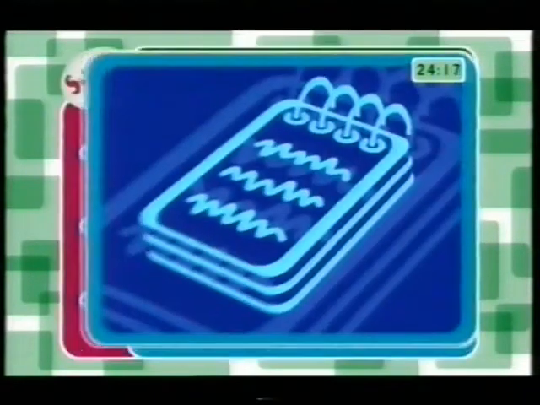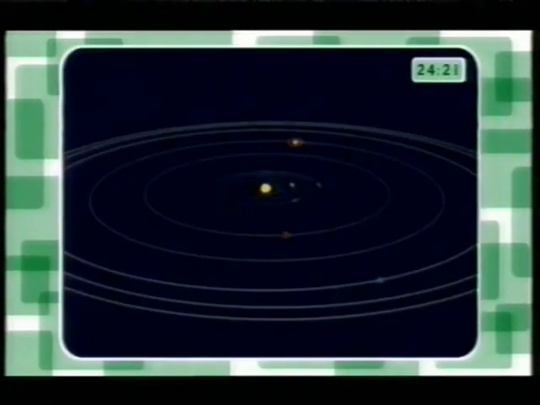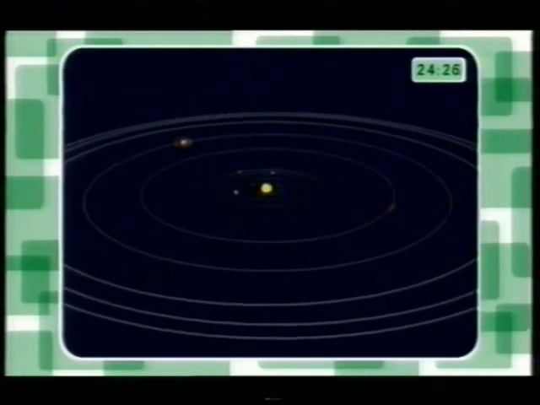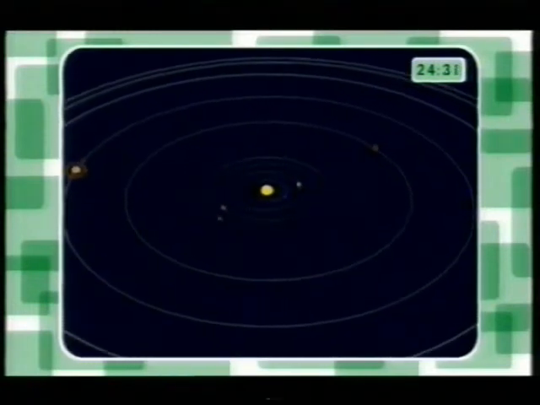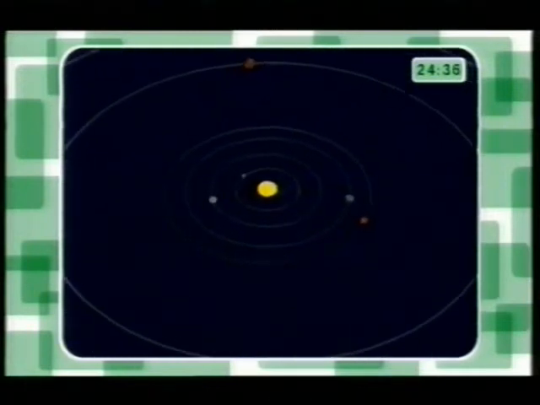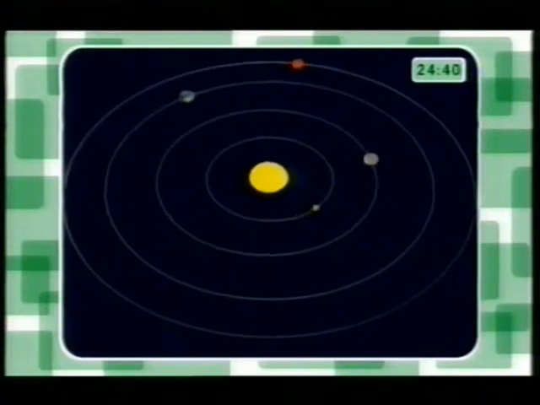As well as the order of the planets, you need to know how the Earth's movement gives us day and night time. Watch this. The Earth is one of a family of 9 planets orbiting a star called the Sun. As the Earth moves around the Sun, it spins on its axis, which helps explain the difference between day and night.